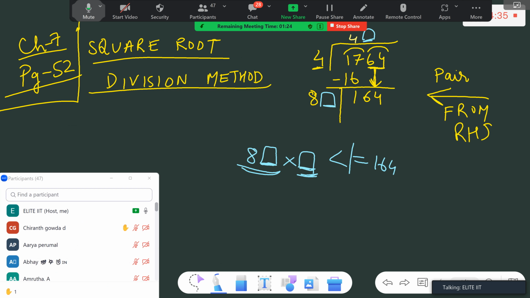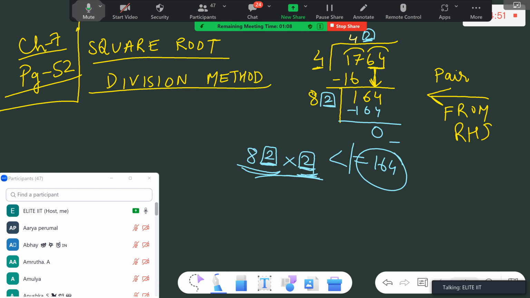And what is that digit? Can I take 2? Yes, sir. Just see, what if I take 2 here? 82 into 2. What is 82 into 2? 164. Exactly 164. What is the remainder? 0. The remainder is 0. Do you have any other pair left? No. So this is the end.